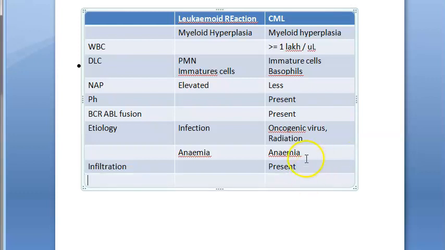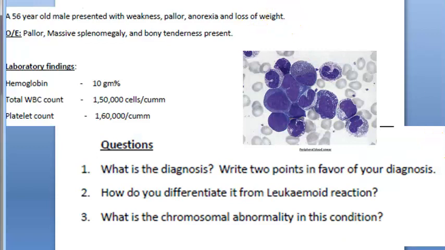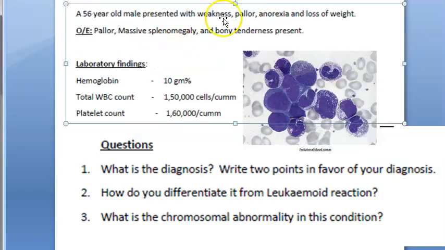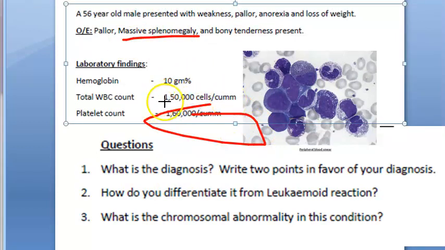What about splenomegaly? Splenomegaly is massive. Actually, it is not just splenomegaly, it is massive splenomegaly that is present in CML. So just go back here and see, in the case that is given, they are mentioning clearly that it is massive splenomegaly. Platelet count is around normal. WBC is greater than 1 lakh.